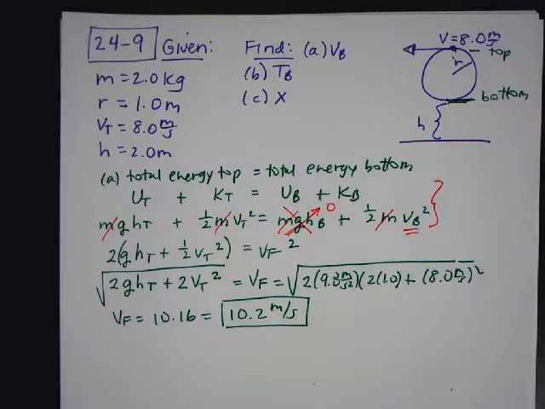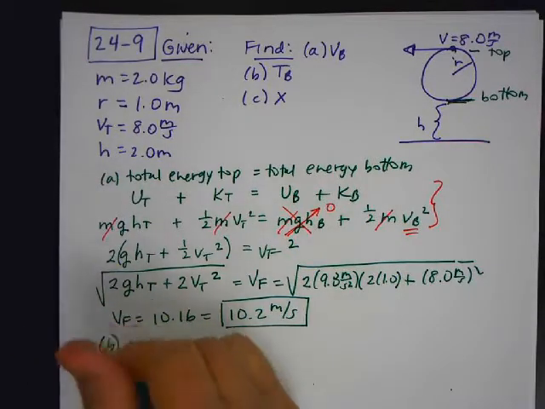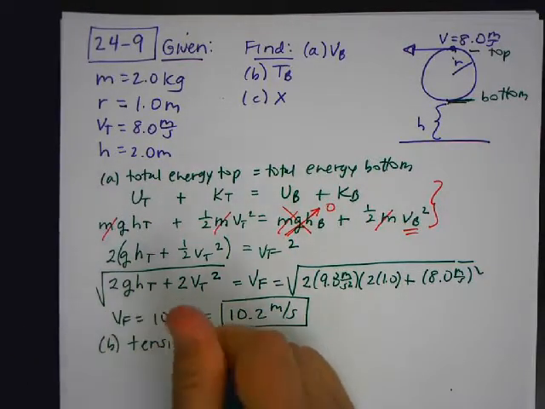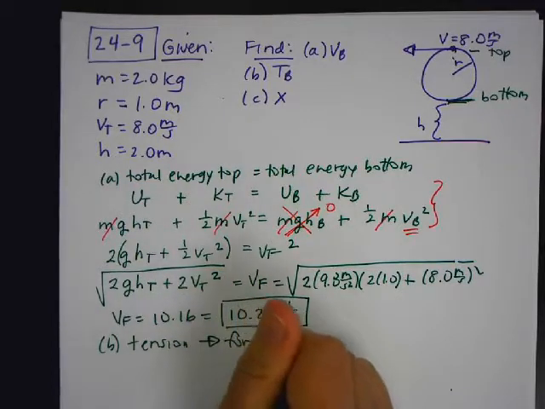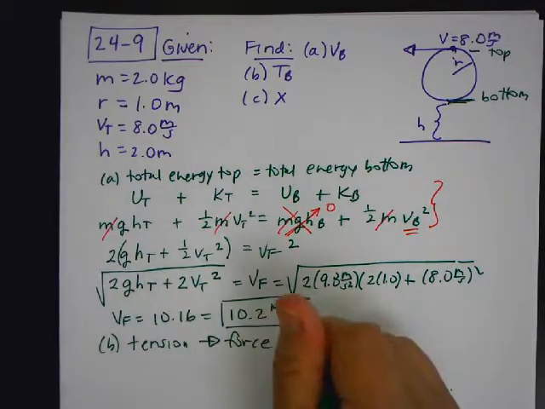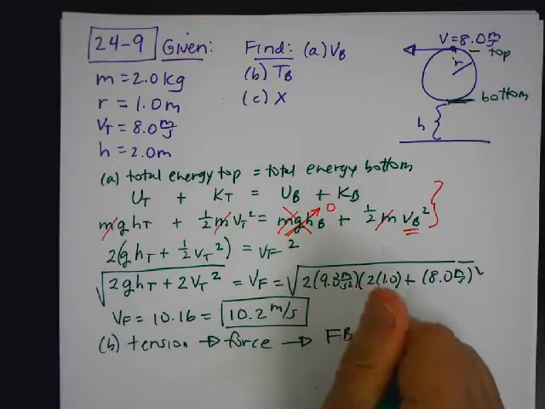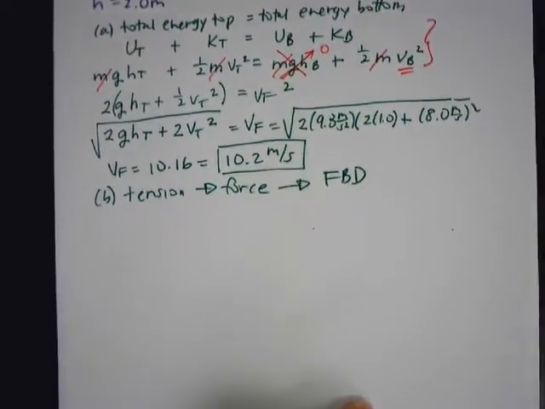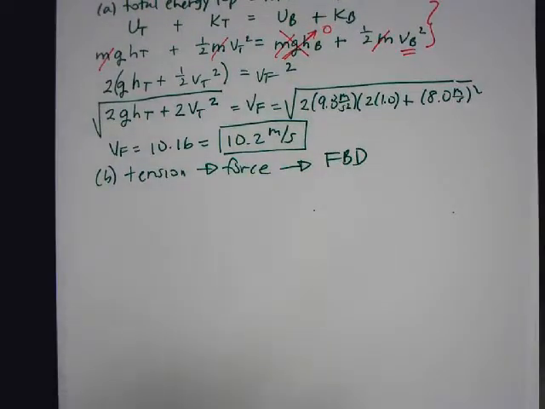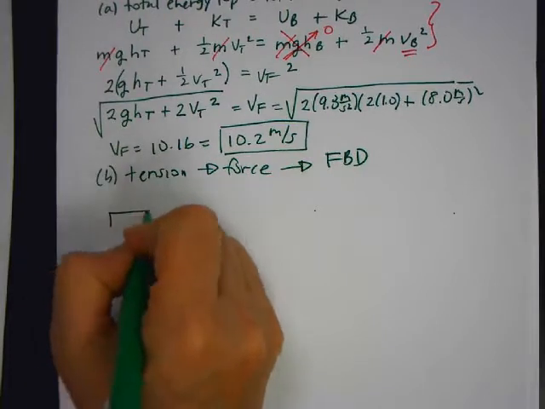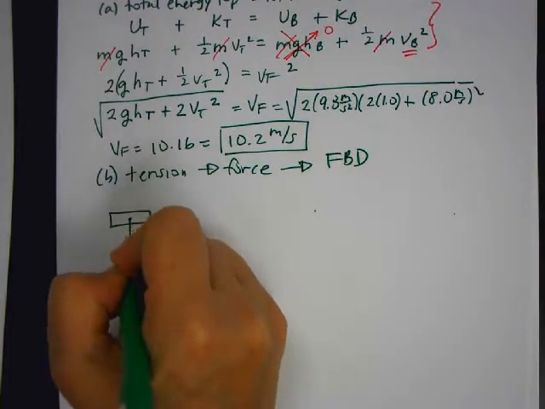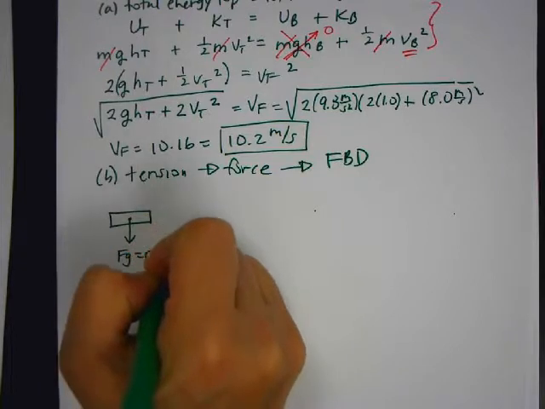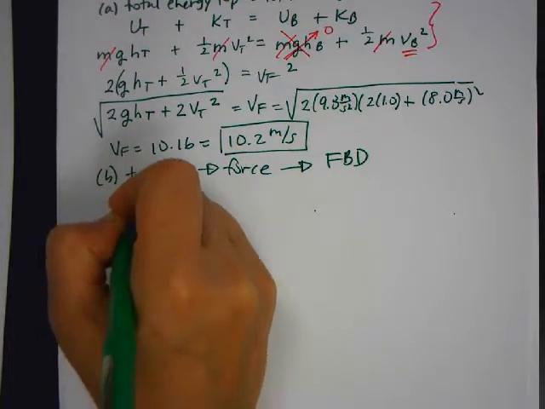Now for part B, it says determine the tension in the string at the bottom. Whenever you see a word that refers to a force, like tension, tension is a force. And whenever you see the word force, a lot of times you're going to think free body diagram. They don't require you to do a free body diagram, but that's how you conceptualize it. So at the bottom, my force of weight acts down, which is equal to mg, and my tension is acting up because it's on the bottom.